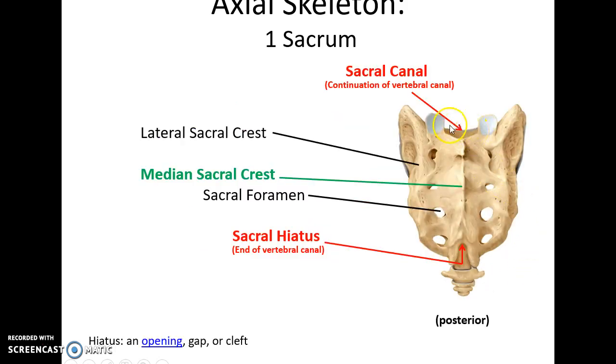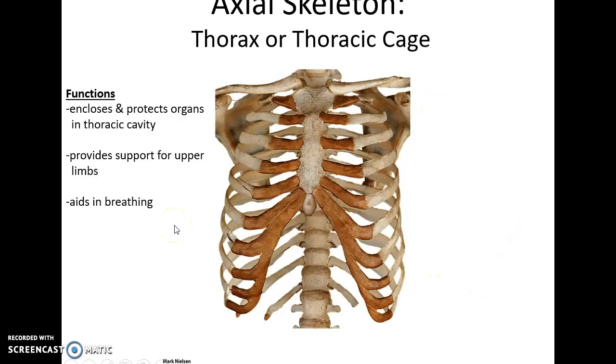Flip it around, you see there's an opening leading to a canal. This is called the sacral canal. It passes through the sacrum and then ends with the sacral hiatus. And there are spinal nerves that pass through this canal. On the lateral sides of the posterior side of the sacrum is this ridge called the lateral sacral crest. And then there's also a ridge in the middle called the median sacral crest. And then these openings are sacral foramina.